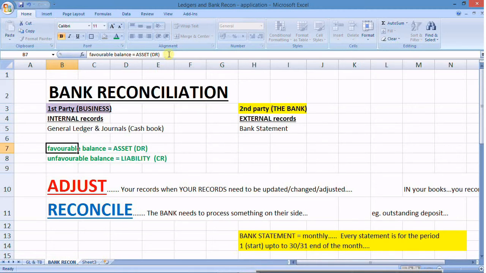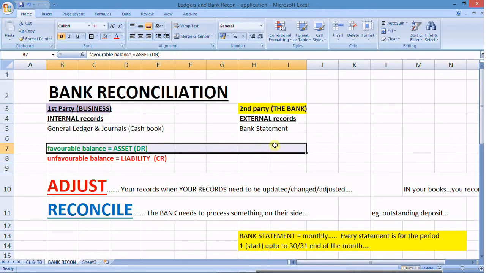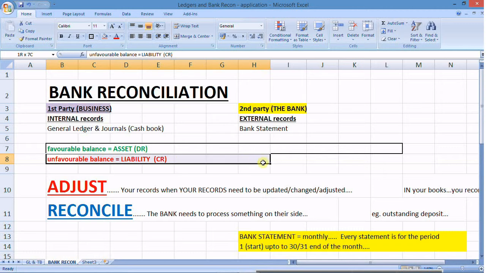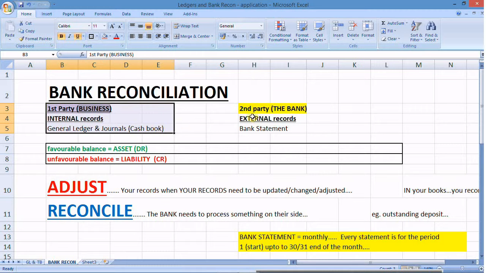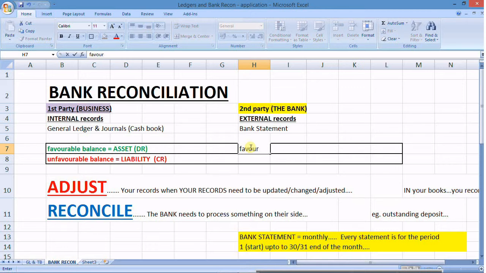What is the bank going to have on their side? If you have a favorable bank balance, what is the bank going to have on their side? A credit in the bank record. Why? Because it's opposite to us. Because the bank has a liability. Does that make sense? Yes. Your deposits are the bank's liability. So if you have a favorable bank balance in your books, i.e. your internal records, your cash book, your journals, your ledger, the bank in their books, in the bank statement, will show a liability, a credit.